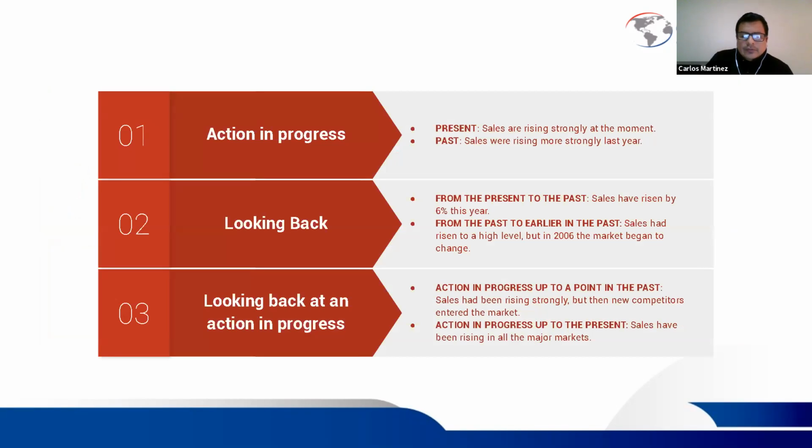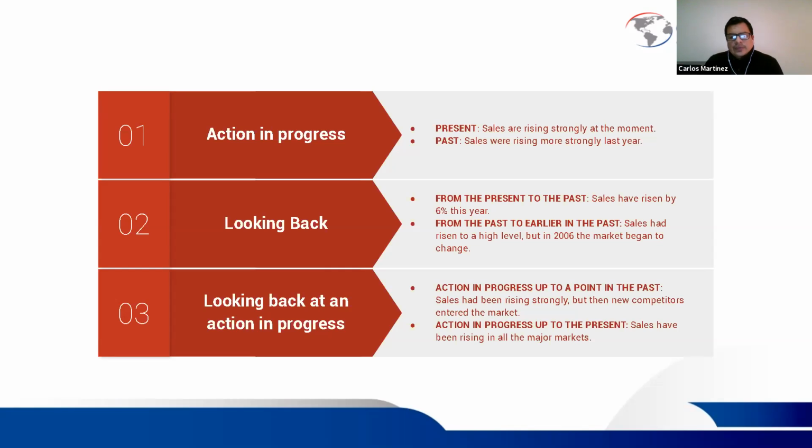Now we're going to go a little bit of grammar. When we talk about an action that is in progress, we're going to use the present or the past. For example, sales are rising strongly at the moment, in the present. Past, sales were rising more strongly last year. So this is when we talk about actions in progress. When we want to look back, talk about the past, from present to the past, sales have risen by 6% this year.